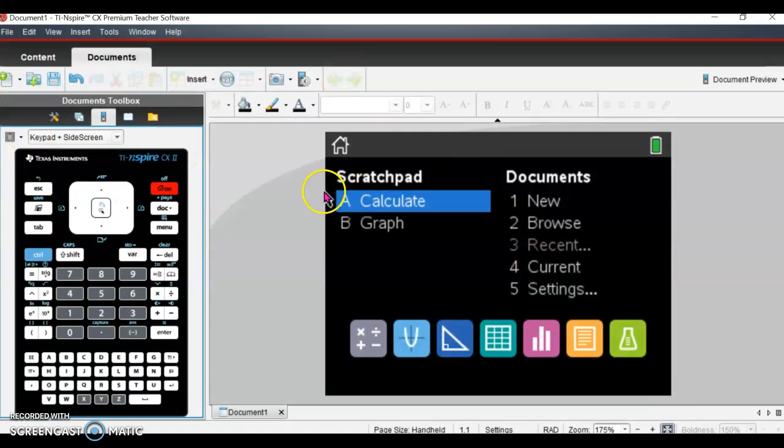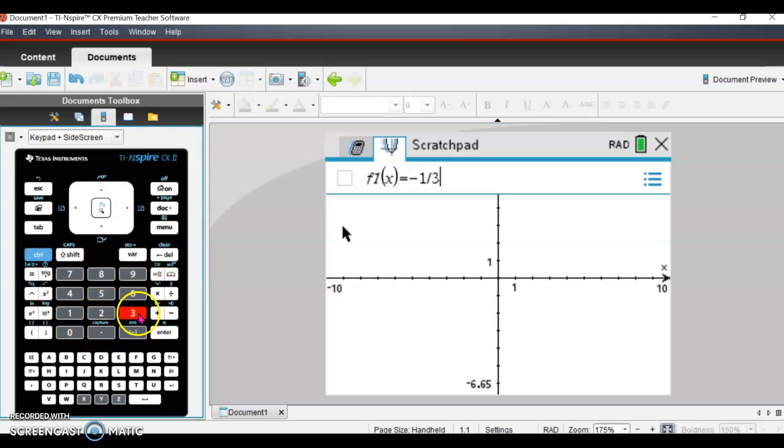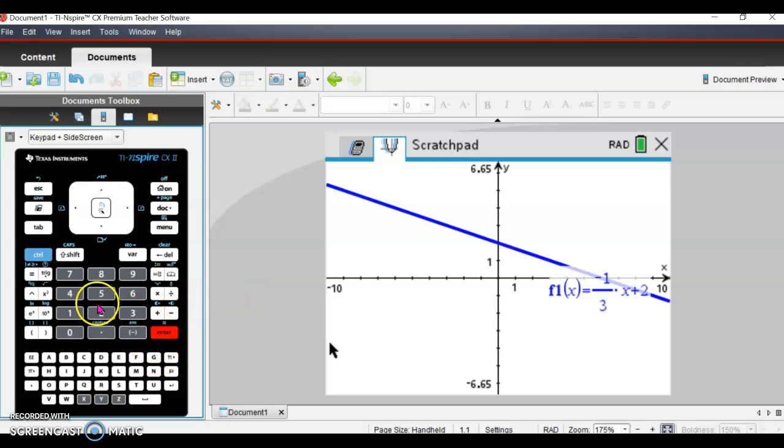So here's our calculator. We're going to go to graph. I'm going to show you two ways. I'm going to show you graph first. f(x), remember, is the same thing as y. So y equals, and our slope was -1/3, and then we put x, and our y-intercept was 2. So plus 2. If you hit enter, you'll see the first line.